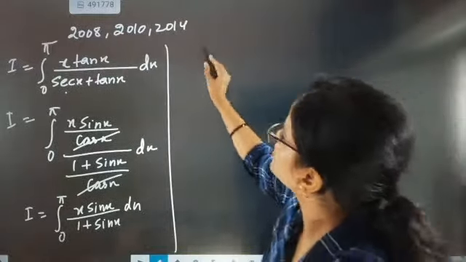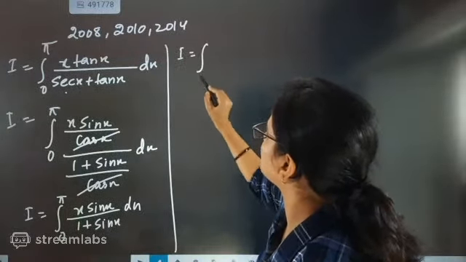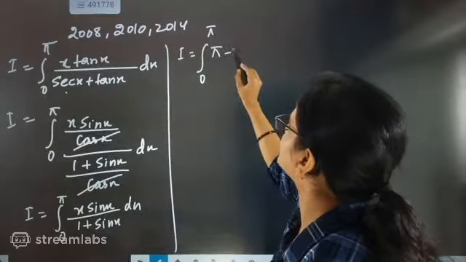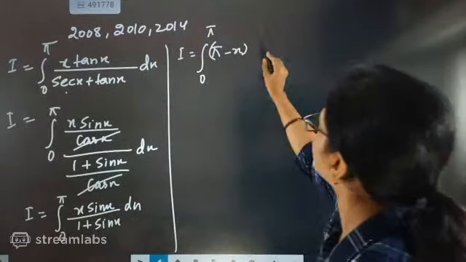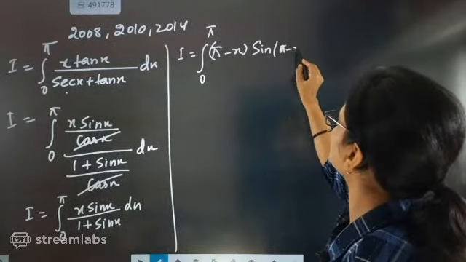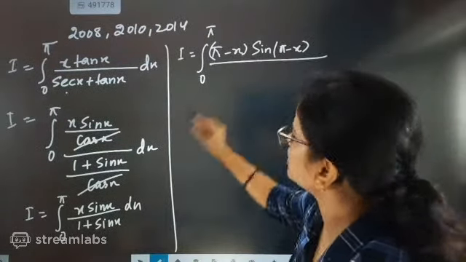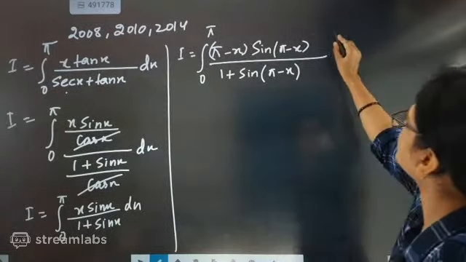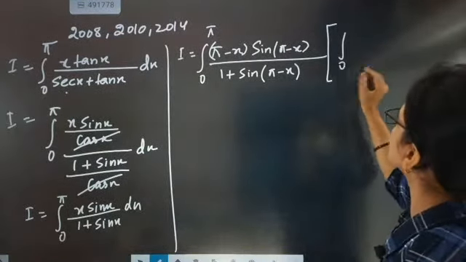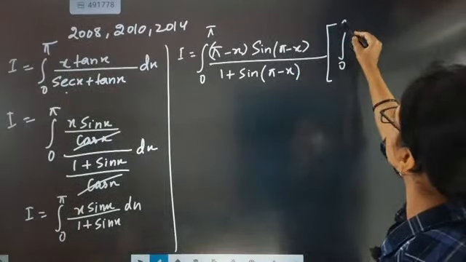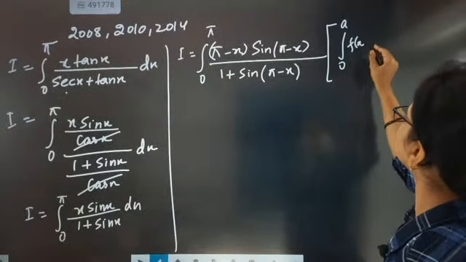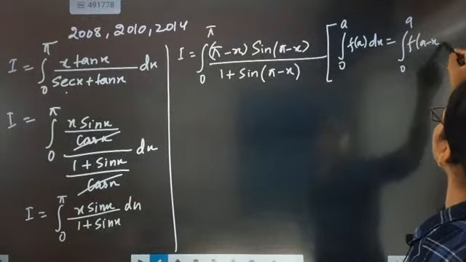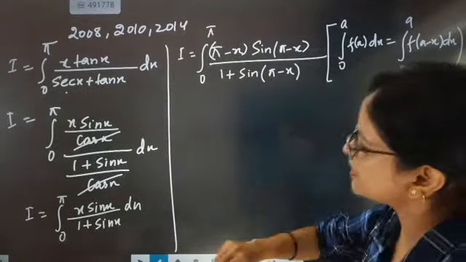So now look here, beta. I equals integral from 0 to pi; a property I am going to implement here slowly, no hurry. So x is going to come as pi minus x, and this part is coming as sine of pi minus x. Wherever x is there, change will be there. So it is 1 plus sine of pi minus x. The property I have implemented is integral from 0 to a of f of x dx equals integral from 0 to a of f of a minus x dx.